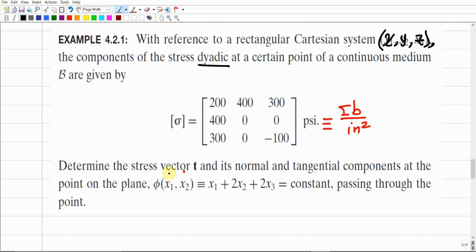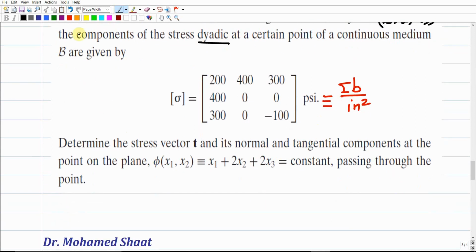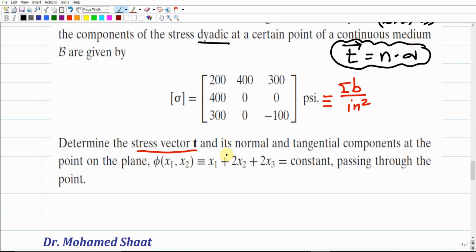So the stress tensor is already given, and it is required to find the stress vector. What is the stress vector? It is T. According to this expression that we defined, T as a vector equals n dot sigma, which is the stress tensor itself in the vector notation, right? This is the equation that we are supposed to use. It is required to find the stress vector and its normal and tangential components at a specific point on the plane, where this plane is defined by this scalar quantity. It is constant.